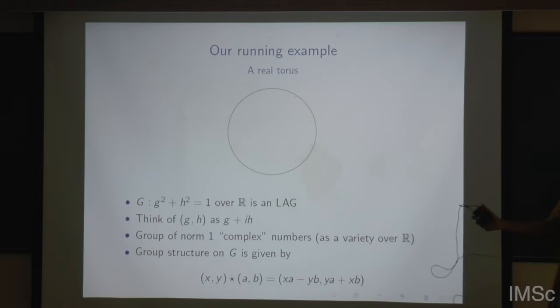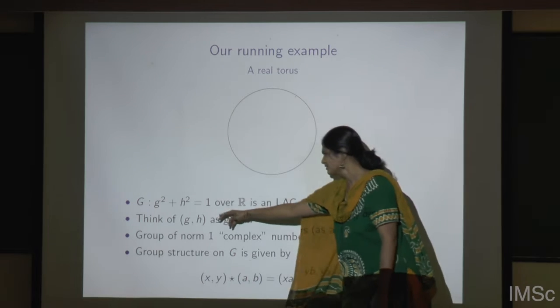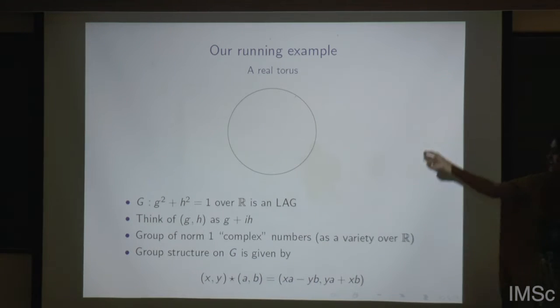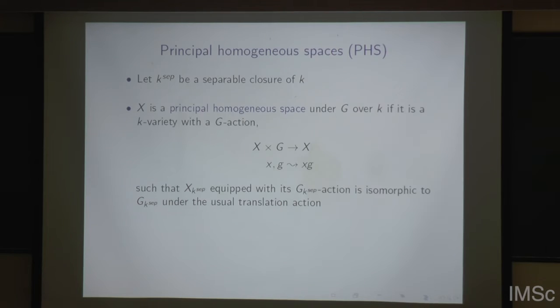Okay, so just keep in mind, what is the example that I gave you? It was a torus, right? The equation was x squared plus y squared is 1. So how is this a group? Just think about it as the tuple (x, y) as x plus iy, right? So this is basically norm 1 if you define the norm as x squared plus y squared, and the group structure is exactly how you would multiply complex numbers. So this is a real torus.